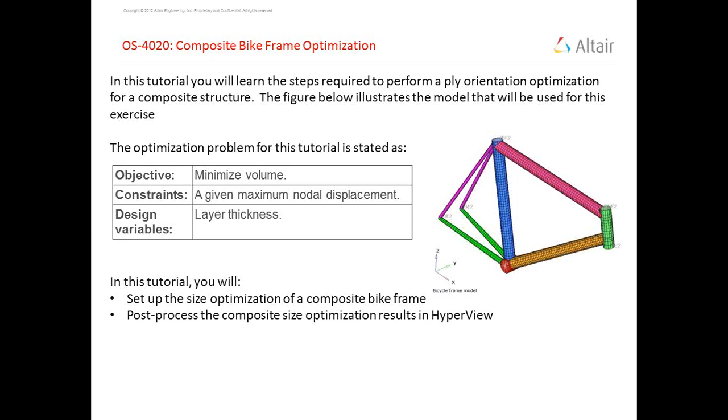My optimization problem for this tutorial is stated as, my objective is to minimize the volume. My constraint is the given maximum nodal displacement. My design variables are layers thickness. So in this tutorial, we will see how to set up the size optimization of a composite bike frame, and post-process the results of composite size optimization in HyperView.